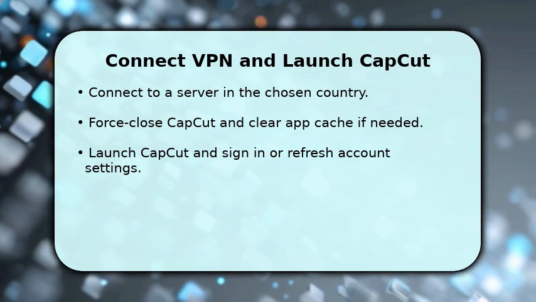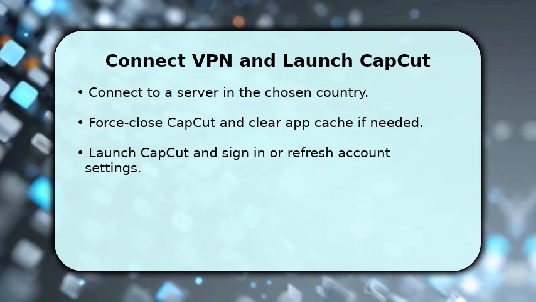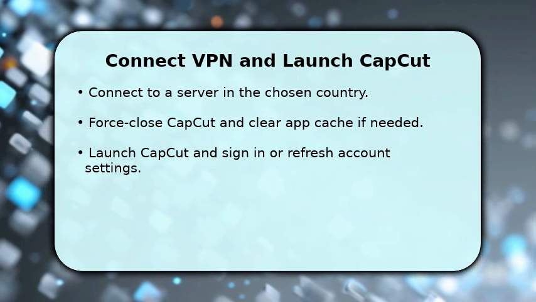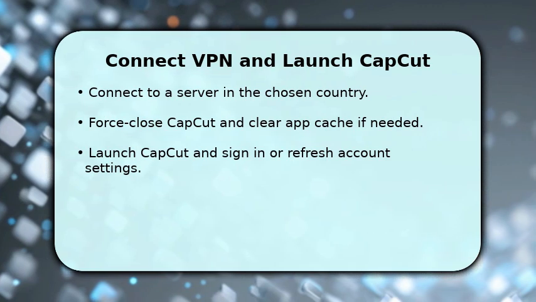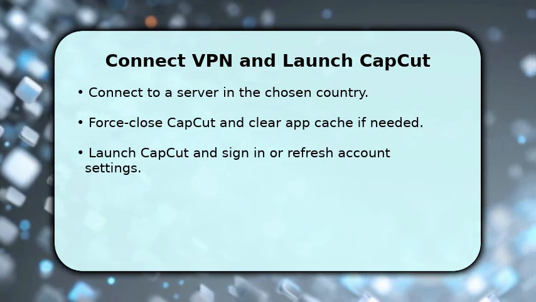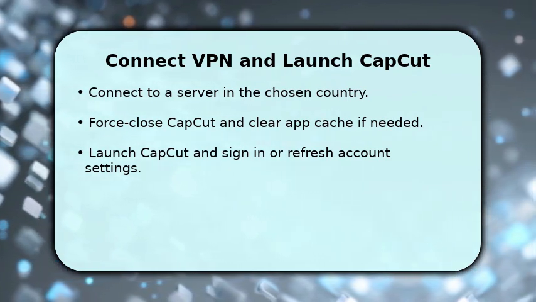Once the connection shows active, force close Capcut and clear its cache to remove prior location data. This step forces the app to query your new IP. Then reopen Capcut and sign in or refresh your account so the app picks up regional changes.